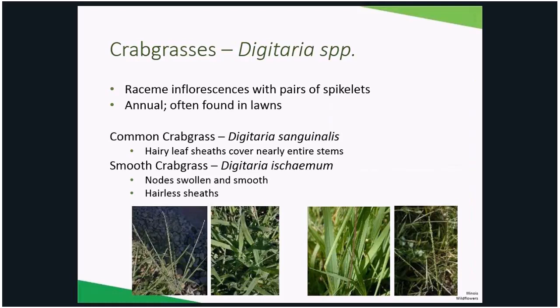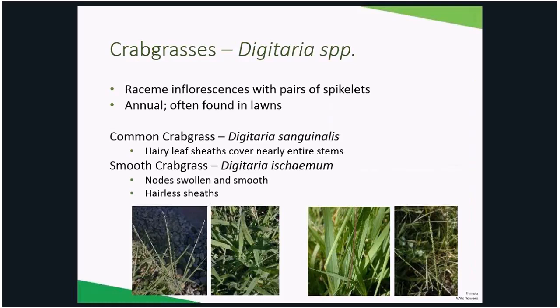Okay, our third group, one that we're probably also familiar with, are the crabgrasses. These are one of the grasses that have a raceme inflorescence, which again is that finger-like arrangement of the spikelets. They are annual, and they're often found in our lawns. That's where we're most familiar with them. So again, this is where taking into consideration the habitat of the grass that you're looking at becomes very important.